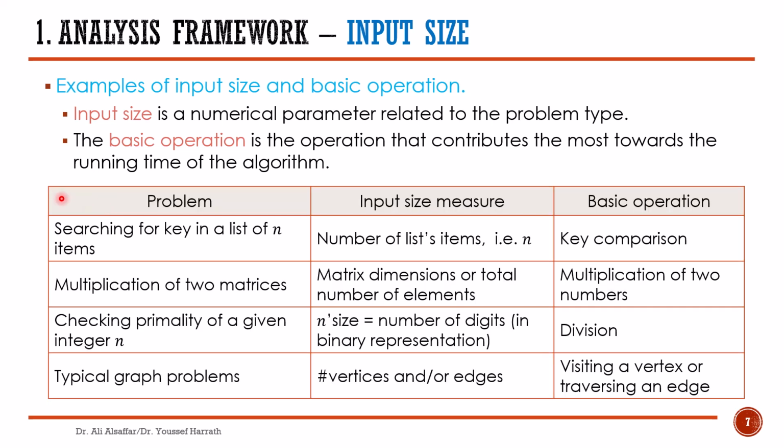In this table, we list some of the problems with their input size as well as their basic operations. The first problem is searching for a key in a list of n items. The input size will be the number of list items, n as a parameter. The basic operation is the key comparison, because for searching for a key, the algorithm will spend time comparing elements to find the key.